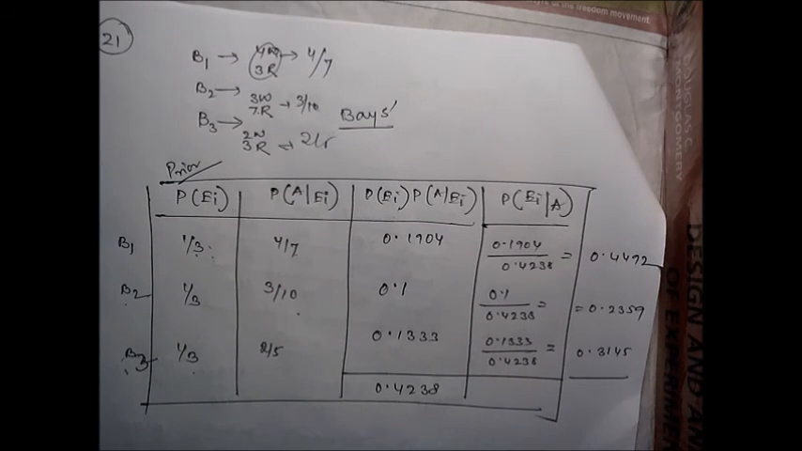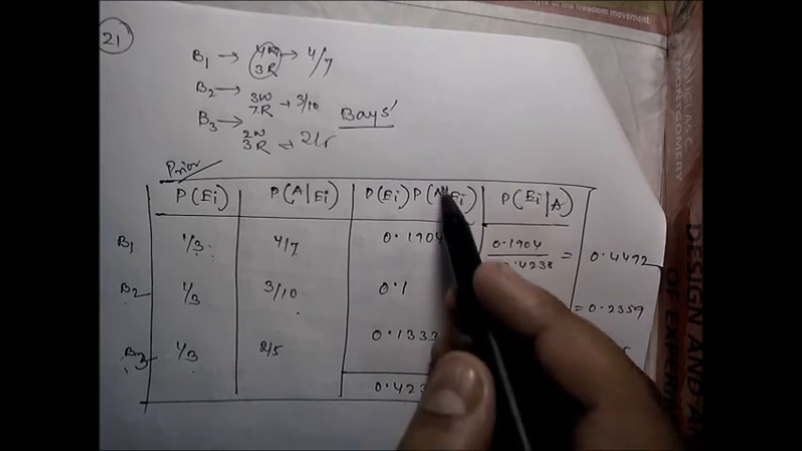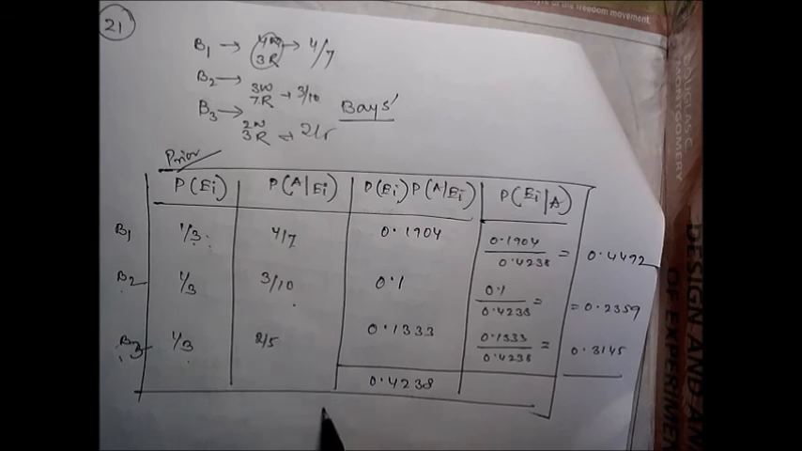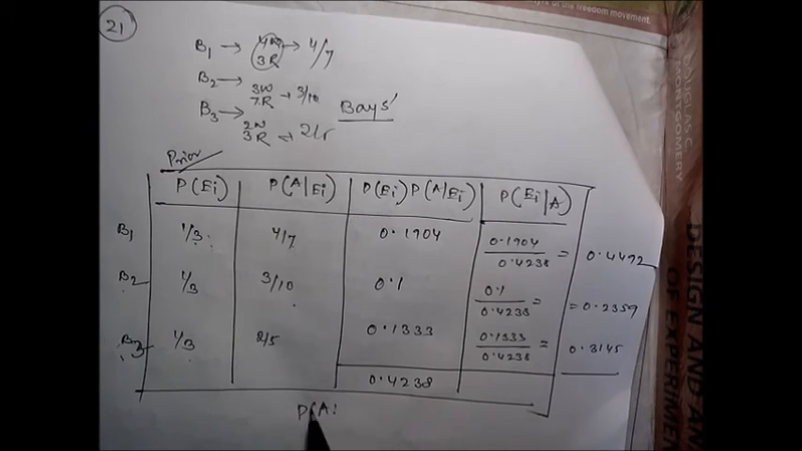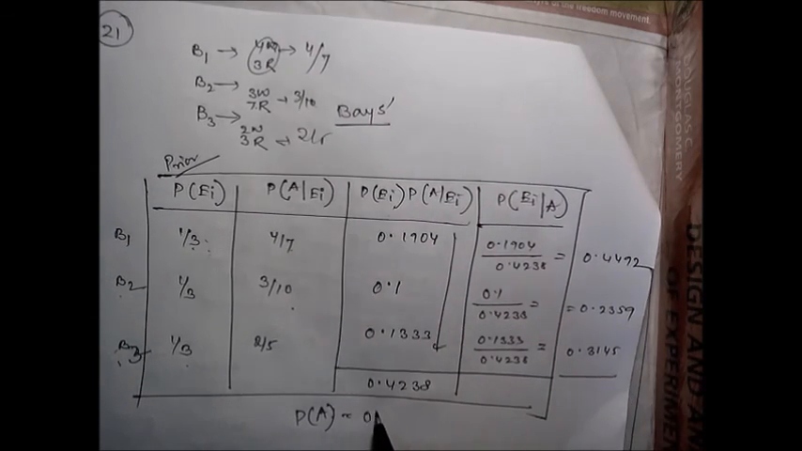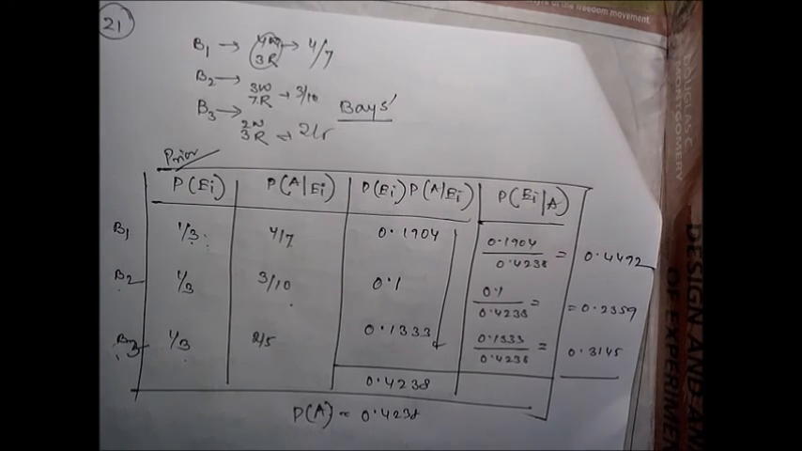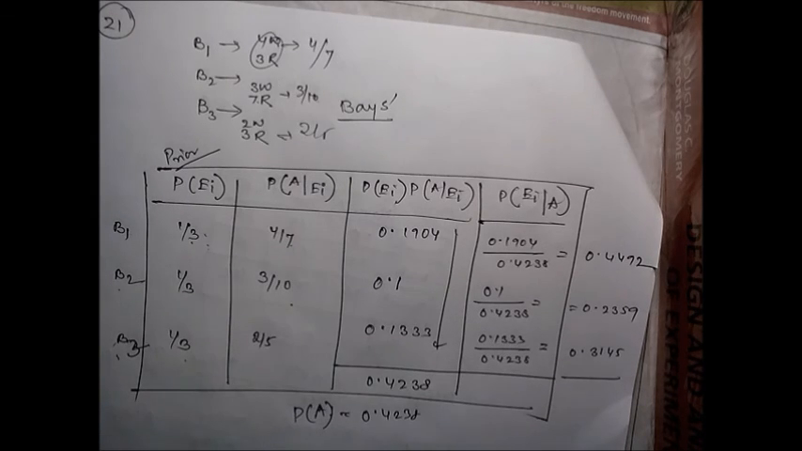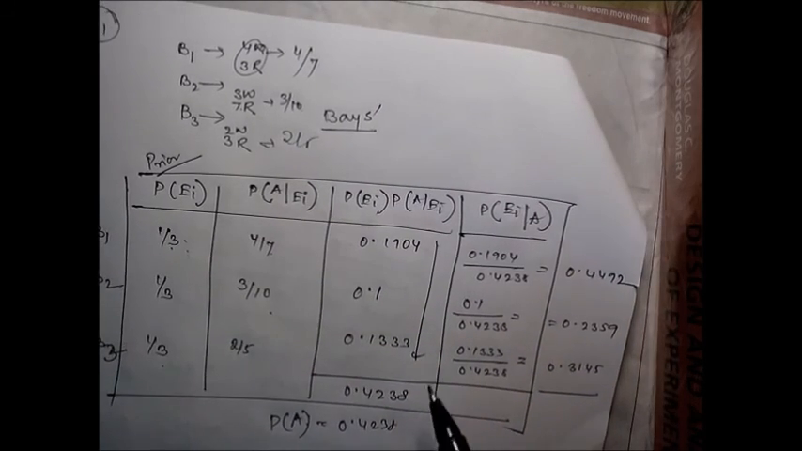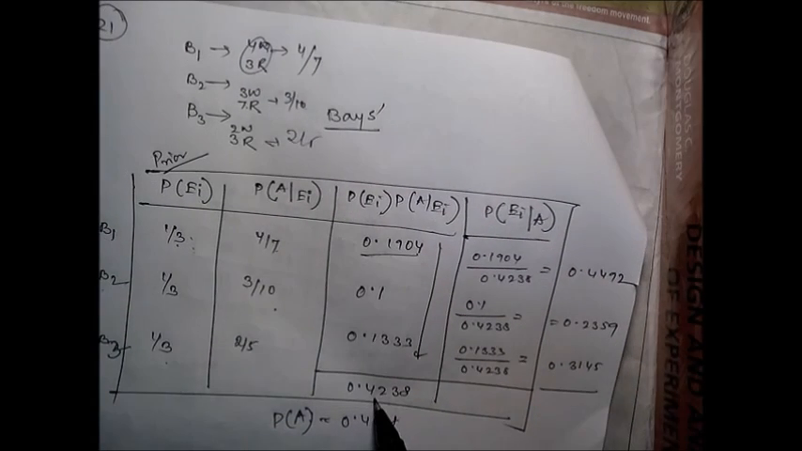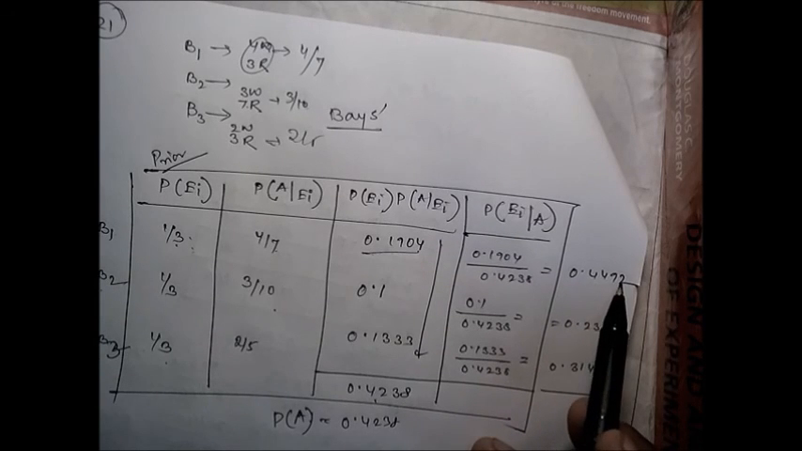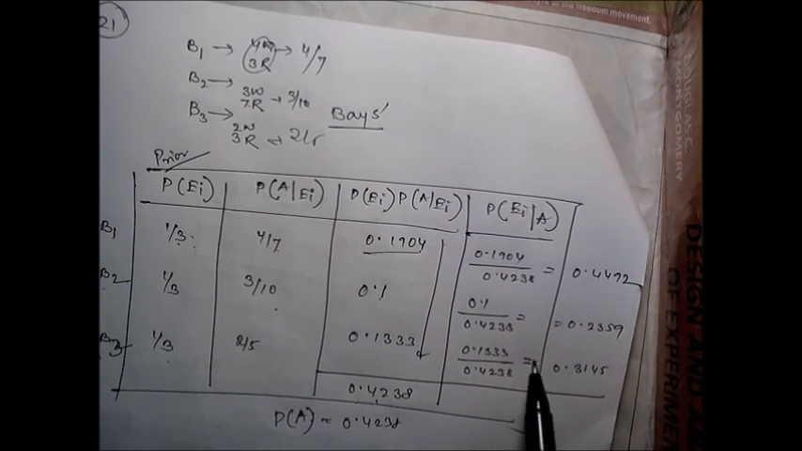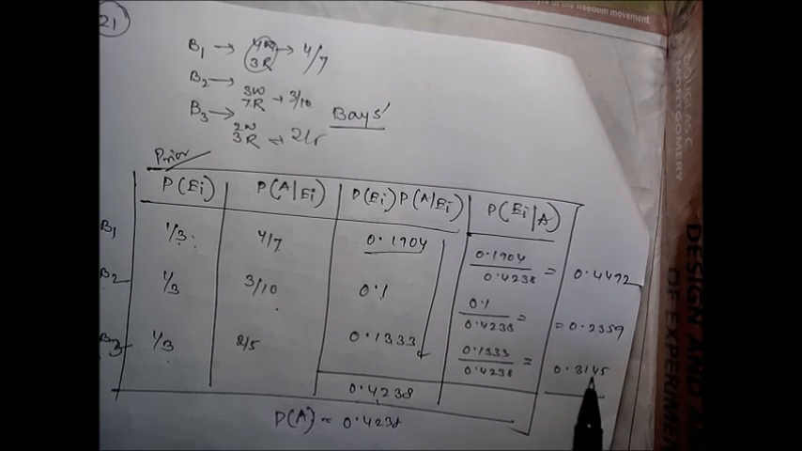Now the question is, what is the probability of the bag, if the ball is found to be white? Okay, so A is getting a white ball, so the probability of getting white is the summation of these, so that is 0.4238. Clear? And if the ball is found to be white, what is the probability that bag B2 was selected? Okay, so Bayes theorem, this by this. Clear? So the answer is 0.4492. This by this number, 0.2359. This by this is 0.3145.